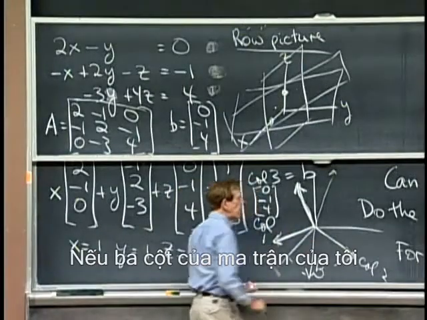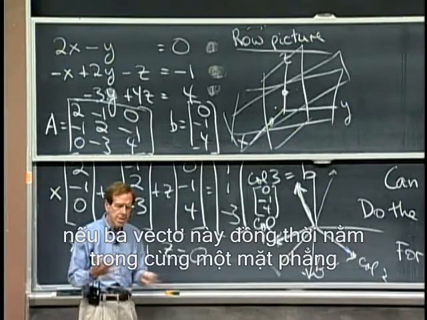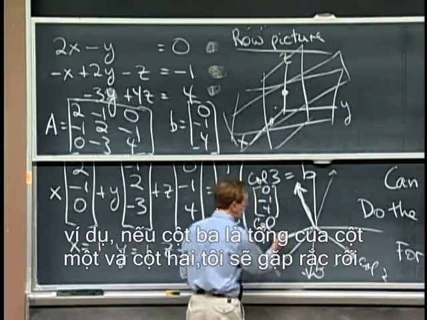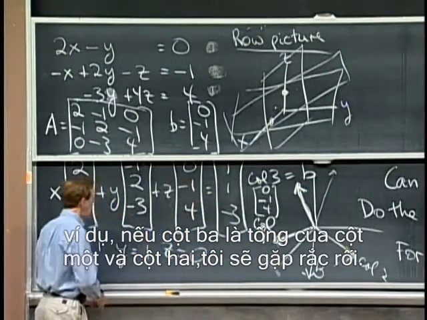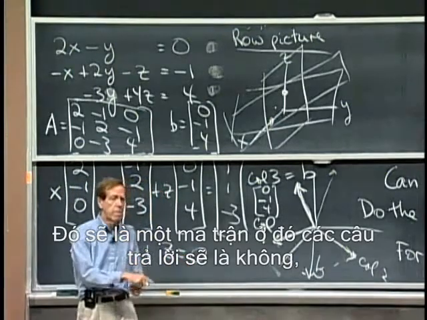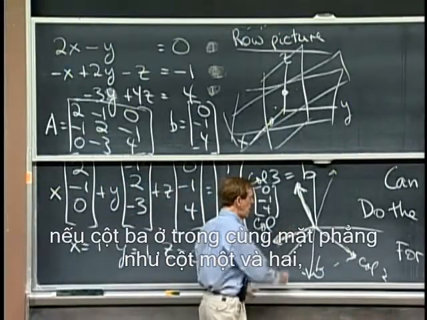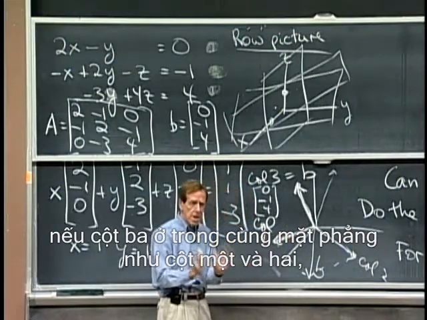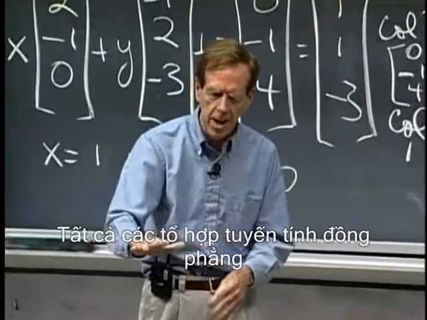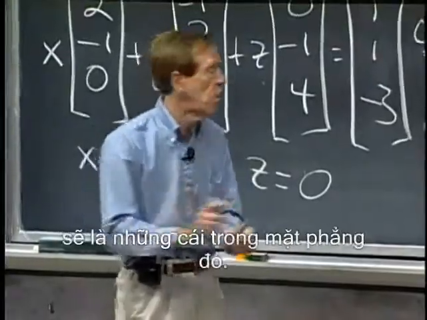If the three columns of my matrix, if those three vectors happen to lie in the same plane, for example, if column 3 is just the sum of column 1 and column 2, I would be in trouble. That would be a matrix A where the answer would be no. Because the combinations, if column 3 is in the same plane as column 1 and 2, I don't get anything new from that. All the combinations are in the plane, and the only right-hand sides B that I could get would be the ones in that plane.